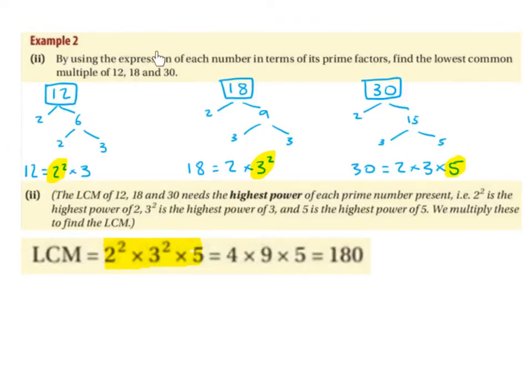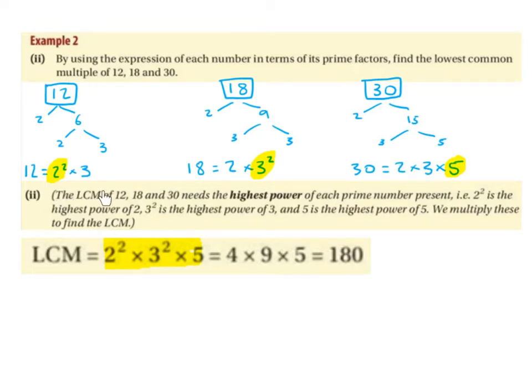By using the expression of each number in terms of its prime factors, find the lowest common multiple of 12, 18 and 30. So the LCM of 12, 18 and 30. So again, 12 can be written as 2 squared times 3. 18 can be written as 2 times 3 squared. And 30 can be written as 2 by 3 by 5.